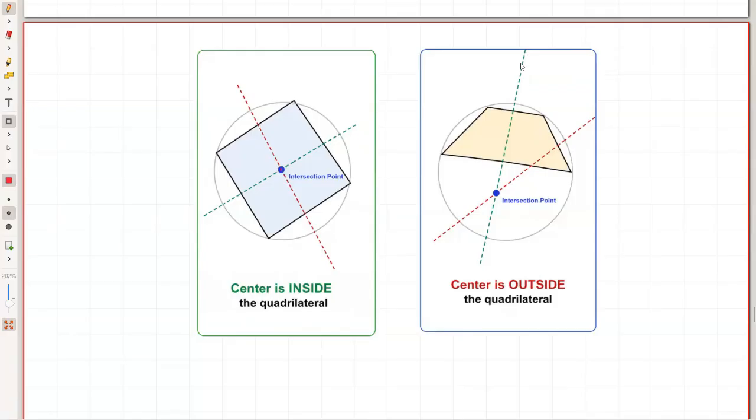For the trapezium, if you draw the perpendicular bisector for this side and for this side, these two perpendicular bisectors meet here. This is the center of the circle, and this center is lying outside the quadrilateral. So there are two cases: one inside and one outside.